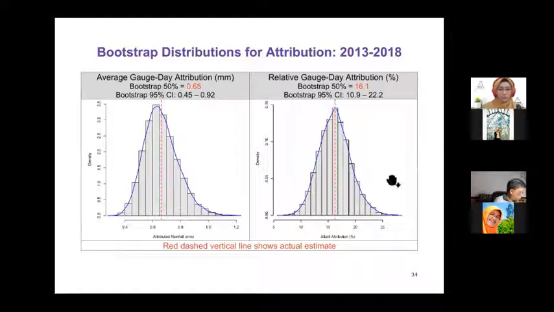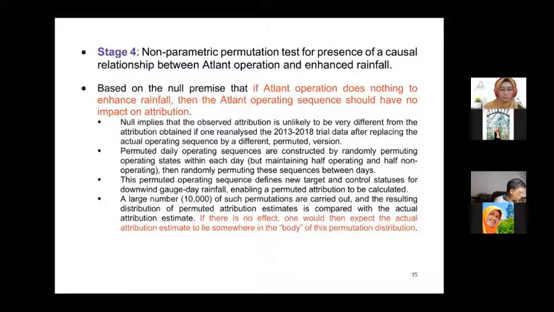The final thing that was done was a non-parametric permutation test for a causal relationship between atlant operation and enhanced rainfall. It was based on the null premise that if atlant operation does nothing to enhance rainfall, then the actual operating sequence should have no impact on attribution. So what you do is you play around with this operating sequence, you permute it and calculate each time what the attribution would be as if the permuted sequence was the actual one used, and then look at the distribution of attributions you obtain.